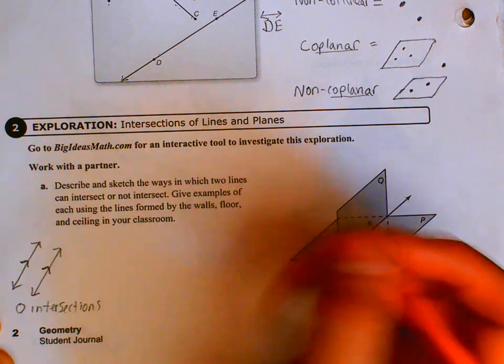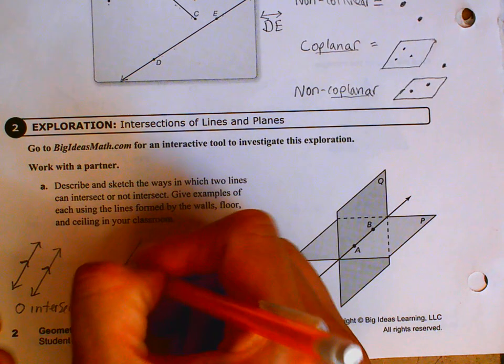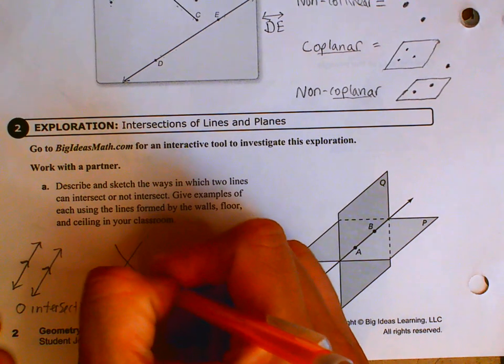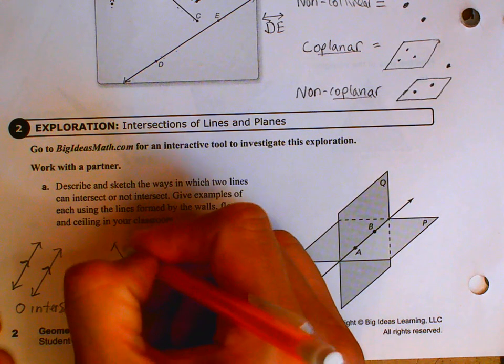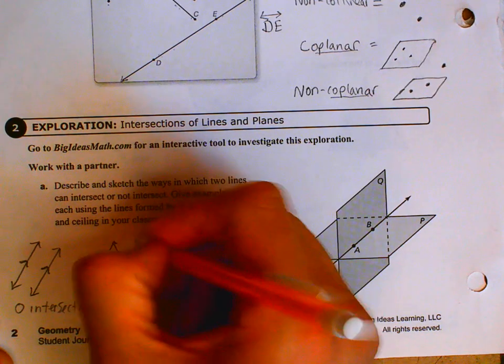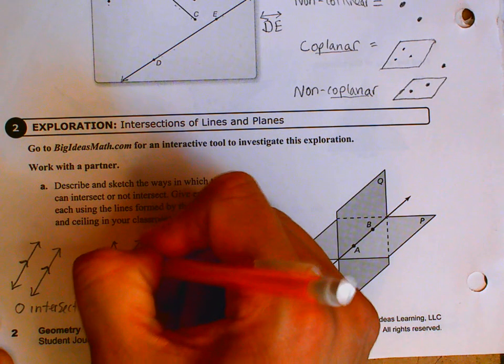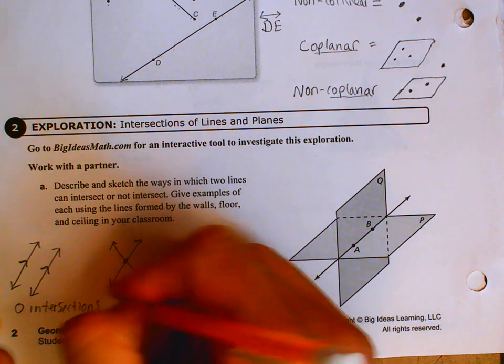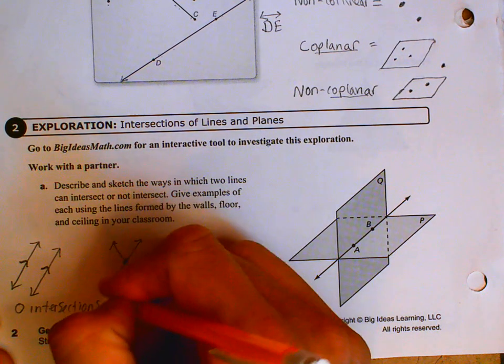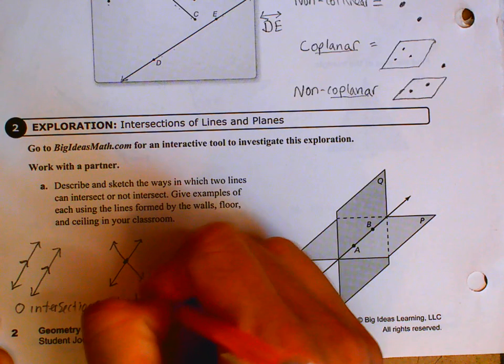Now, lines can intersect. How many times? 1 time. So here they intersect, boom, only 1 time. So they get 1 intersection.